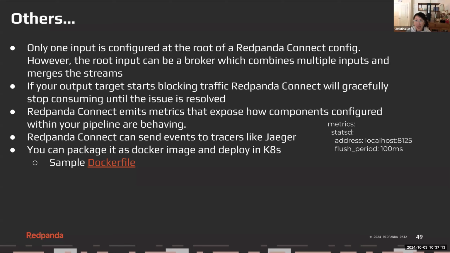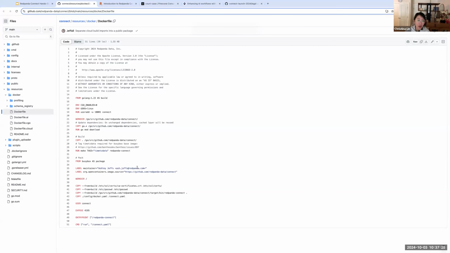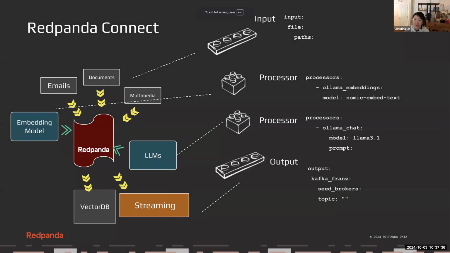To run it in Kubernetes, you can package everything into a Docker image and deploy it into Kubernetes. There is a link to the sample Dockerfile, so you can use that. It will already have Redpanda Connect in it, so all you have to do is provide a Connect YAML and it will just work. So those are some of the things that we have.